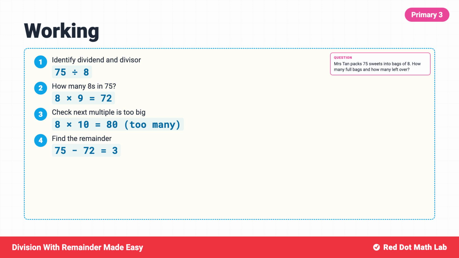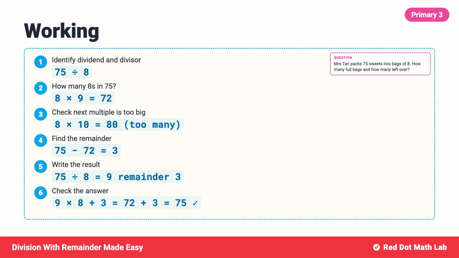Now we find the remainder. 75 minus 72 equals 3. So 3 sweets are left over. We write our result like this. 75 divided by 8 equals 9, remainder 3.